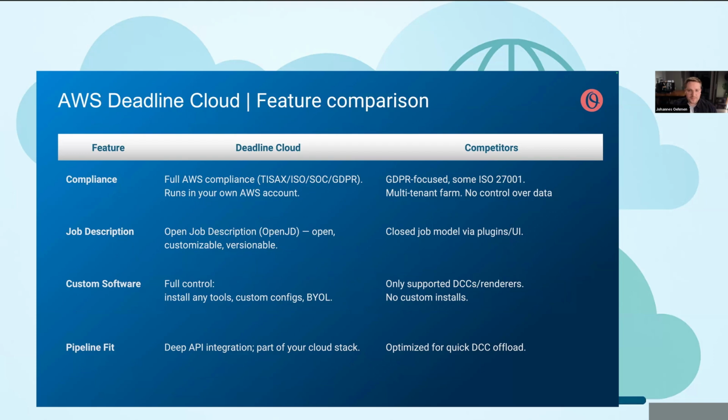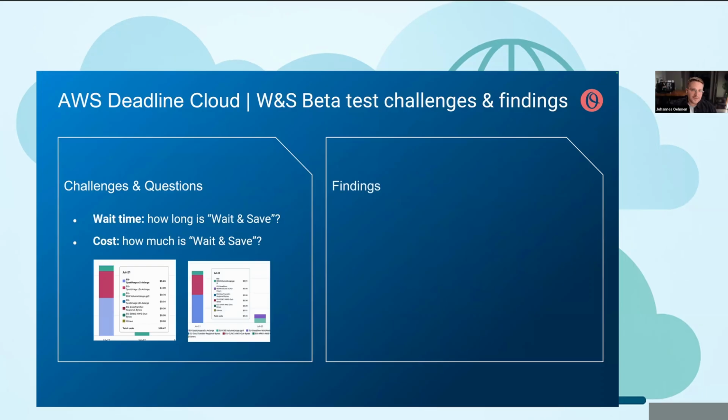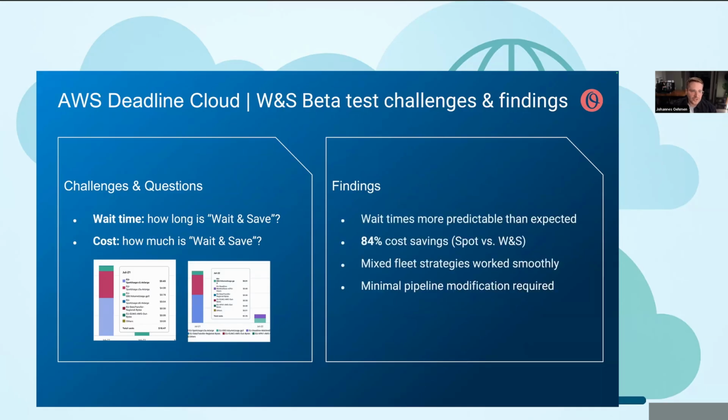So that's just something I was always comparing to Deadline Cloud. But now, if we go to the next slide and talk about the challenges, I was asking myself: what is the actual wait time? How long do I have to wait? Do my jobs get rendered? And how much is it actually going to cost?